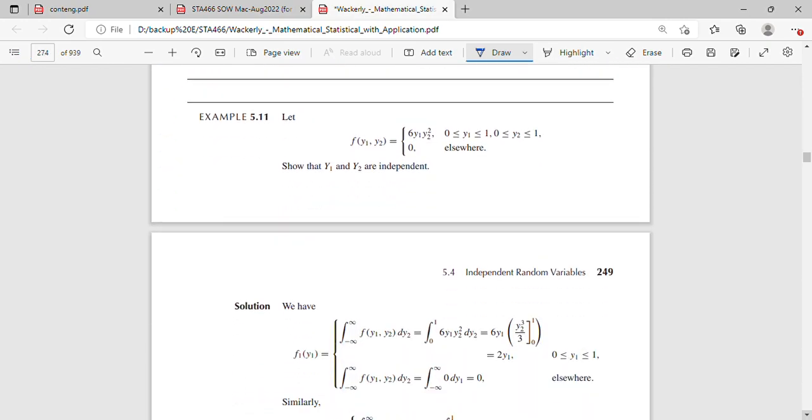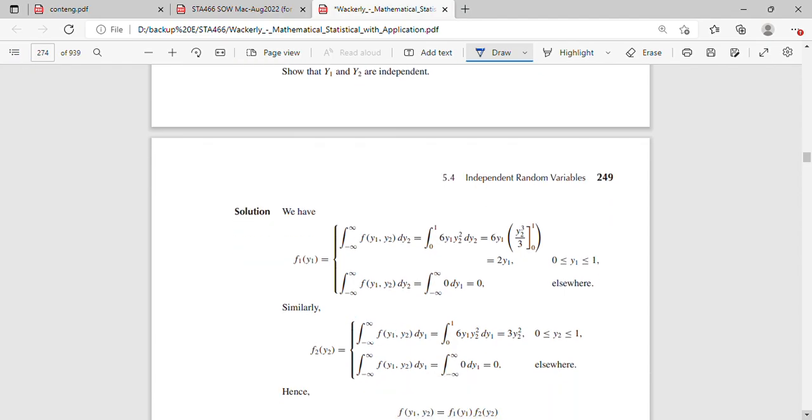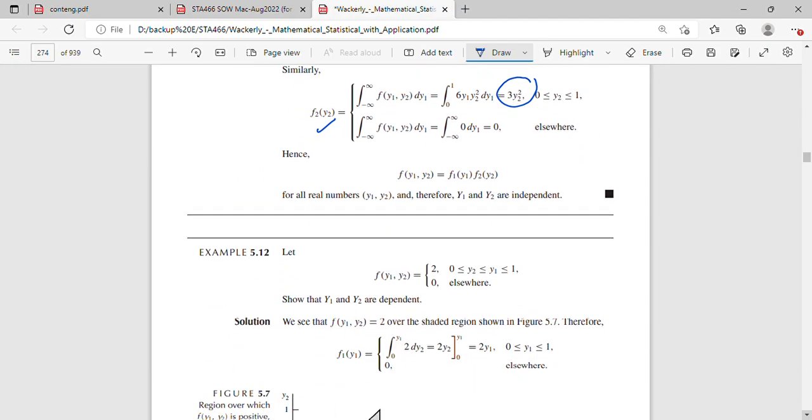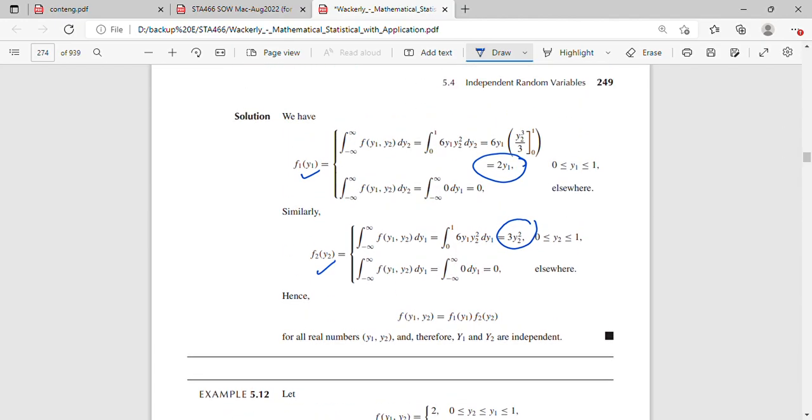Yang ni kalau untuk continuous. We have this joint function, joint PDF. And we have the marginal untuk Y1 and marginal untuk Y2. Bila integrate kan? Bila integrate, dapatlah marginal untuk Y1. Dapatlah marginal untuk Y2. Okay, sekarang kita nak tengok whether Y1 and Y2 ni independent ke tidak. So, okay, kita try to fulfill this condition.